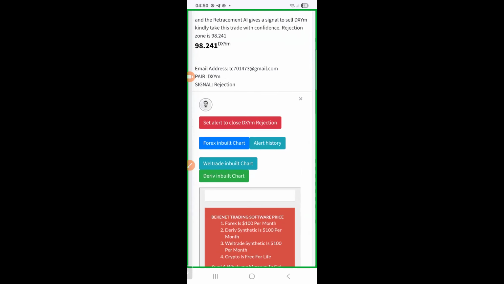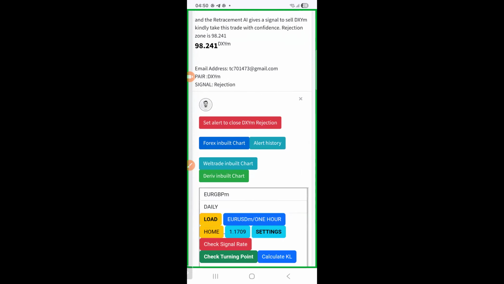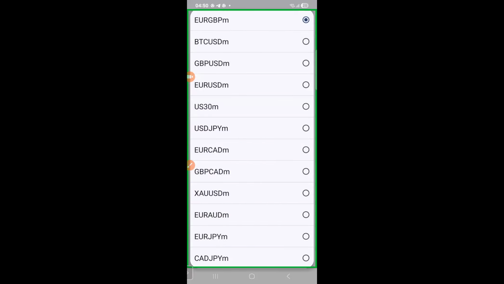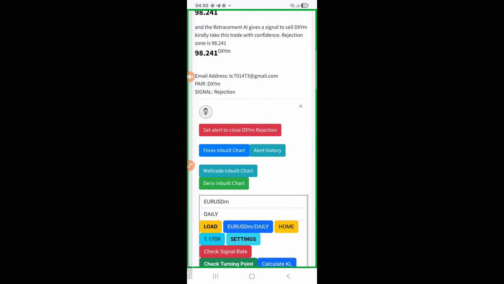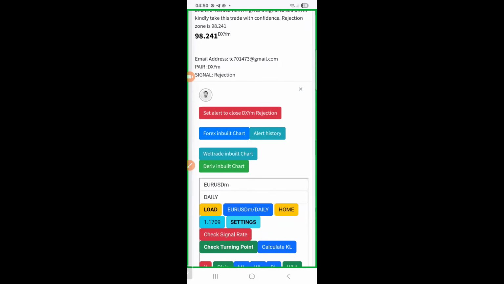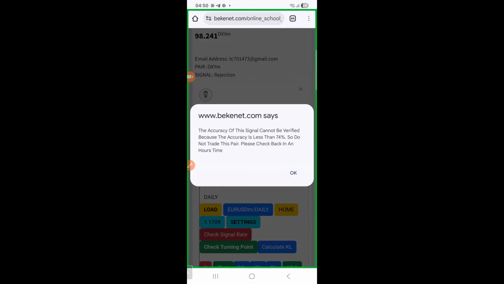So that means if I load the Forex chart, I can just go for Euro USD or GBP USD. Look at it. Euro USD or GBP USD. Then I load it, and I click on settings. So that means if it's telling me that, of course, if this rejection level gets to that point, it's going to be telling me to sell. That means Euro USD upside down is going to be buy. Let me look at it. This signal, of course, is not yet confirmed properly.